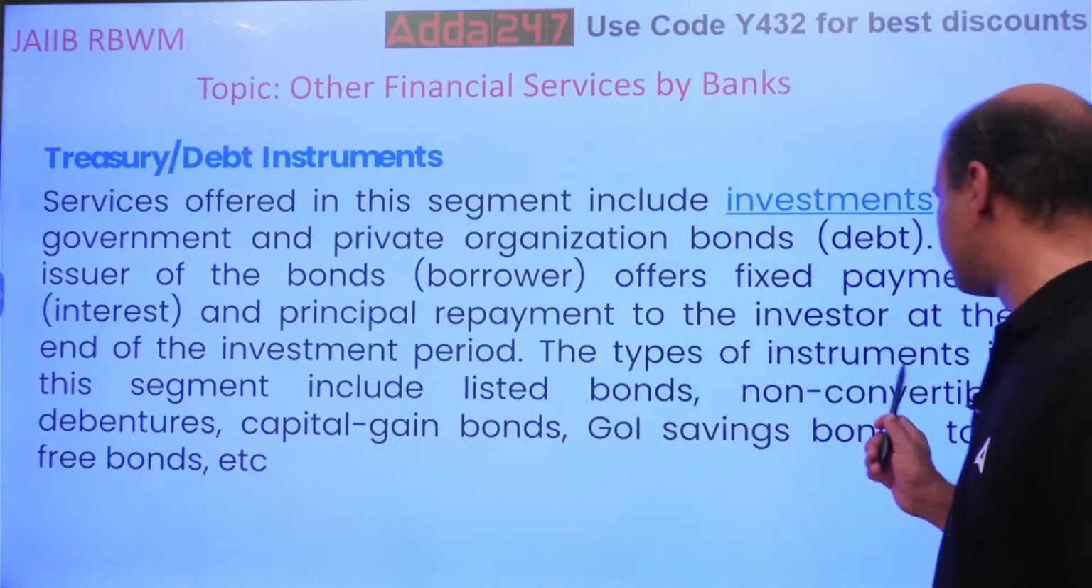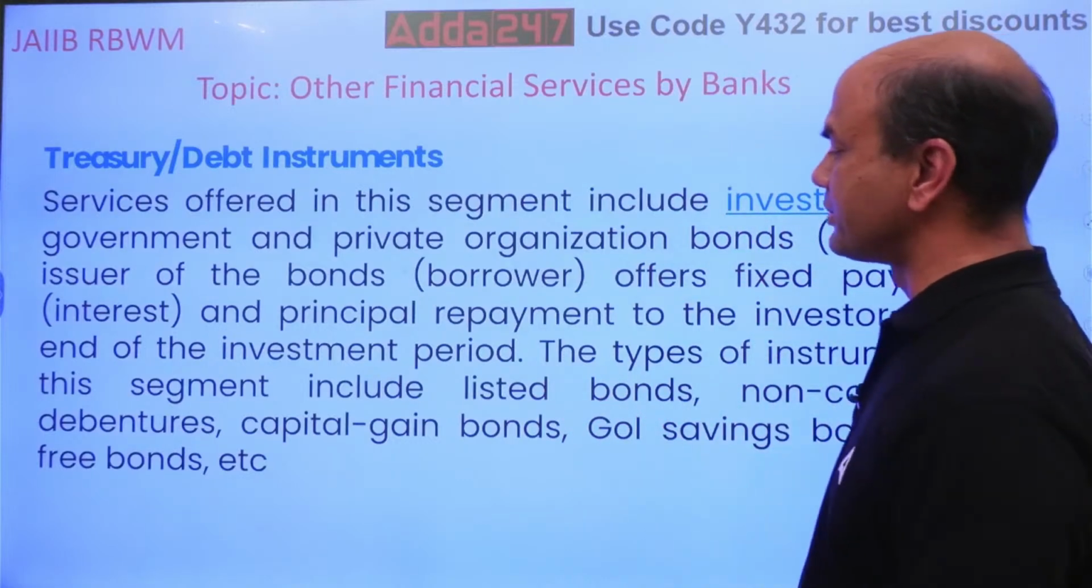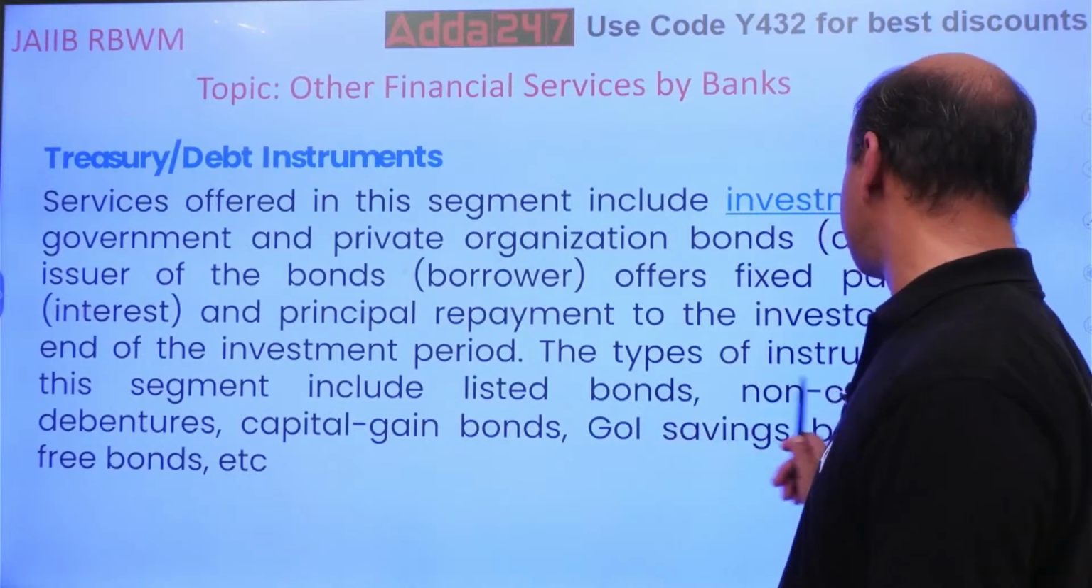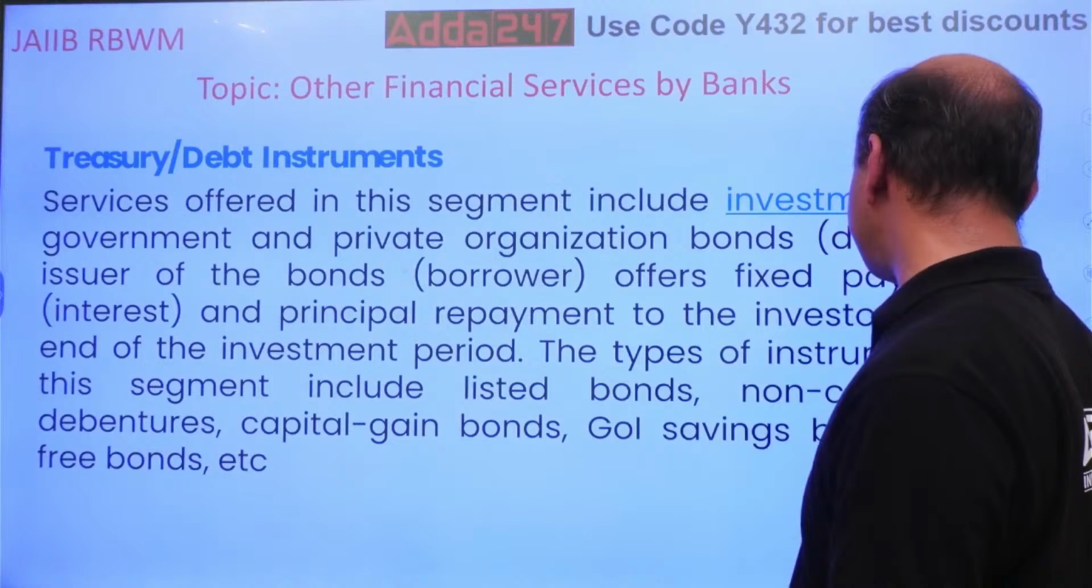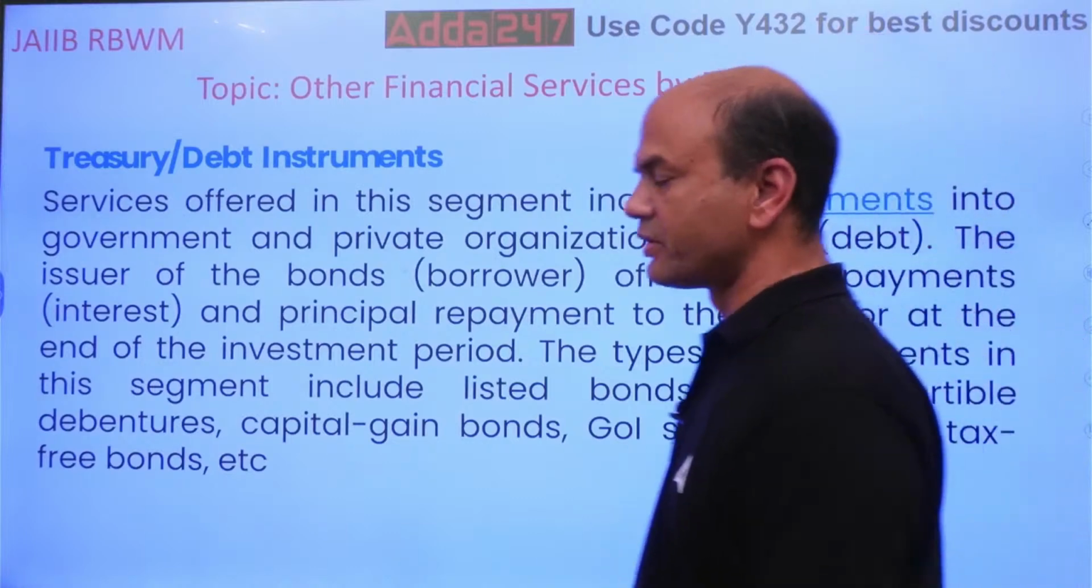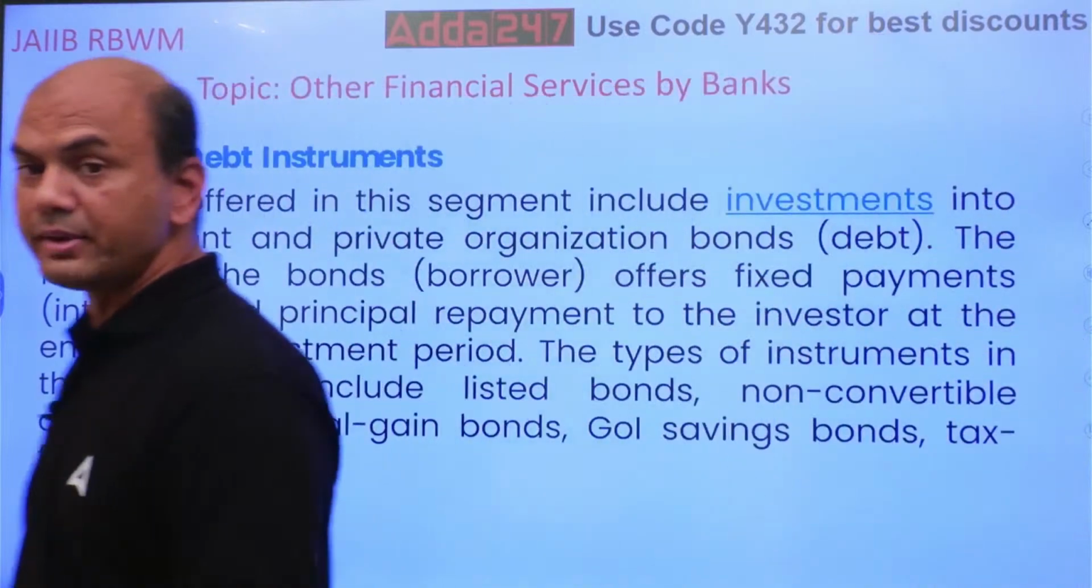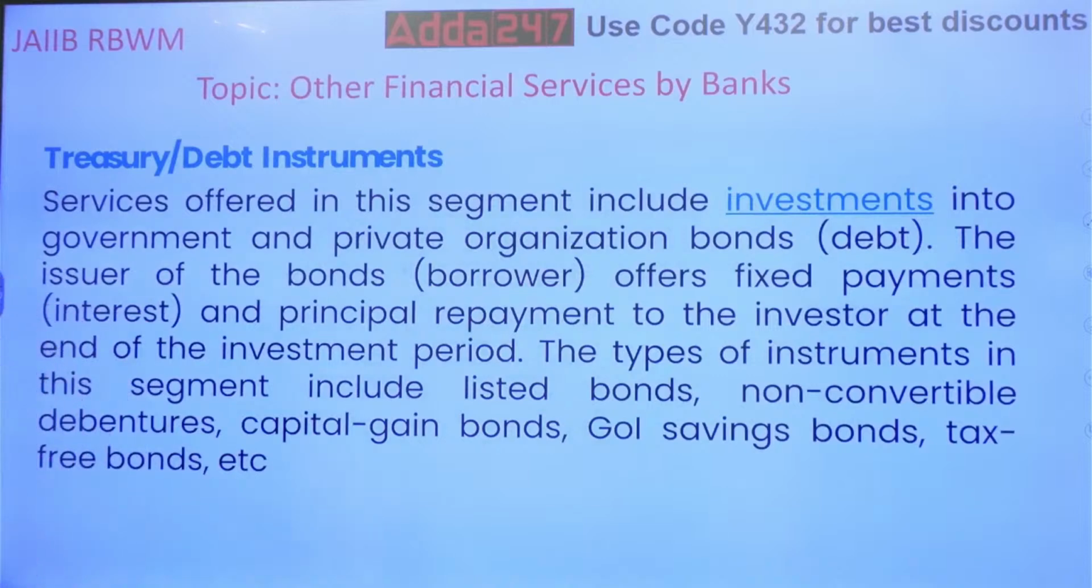The types of instruments in this segment include listed bonds, non-convertible debentures, capital gain bonds, Government of India saving bonds, and tax-free bonds. So these are the main instruments which we provide to the client. Okay. So importantly remember capital gain bonds. What are capital gain bonds used for?